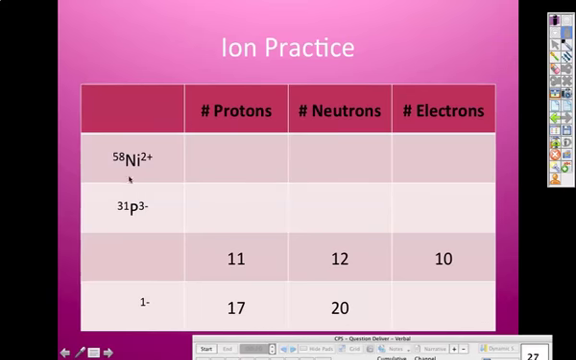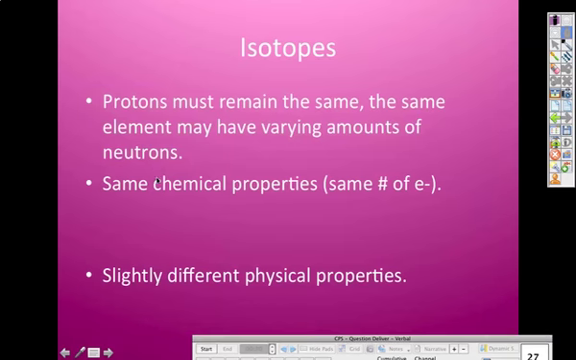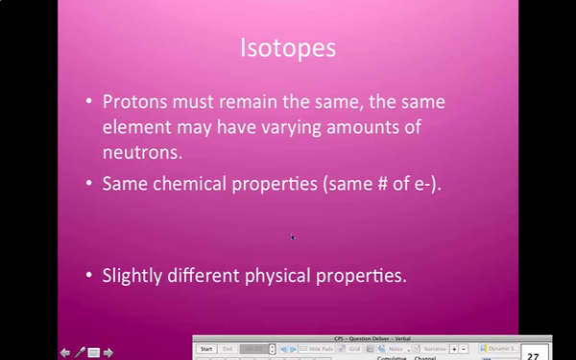Isotopes. We know that protons have to remain the same. We talked about this with ions as well because we're talking about the same element. But we can vary the amount of neutrons that we have. So it's going to have the same chemical properties because it has the same number of electrons. And it's going to have slightly different physical properties, like its density.